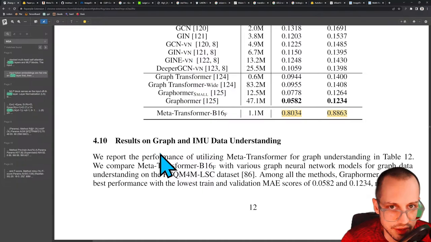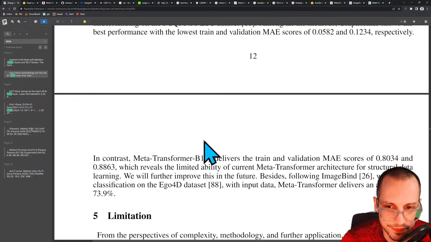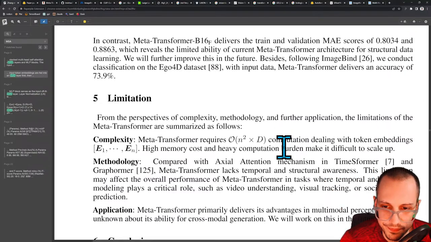And then IMU data understanding. Various graph neural network models for graph data understanding, the PCQM4MLSC dataset. In contrast, Metaformer B16F delivers the train and validation scores, which reveals the limited ability of current MetaTransformer architecture for structured data learning. We conduct classification on the EGO4D data.